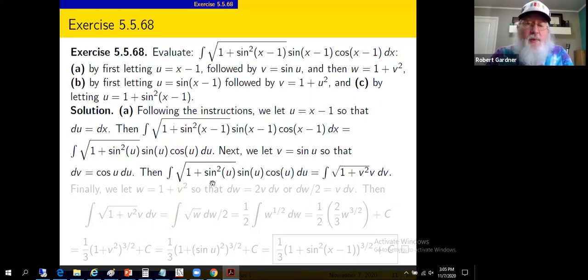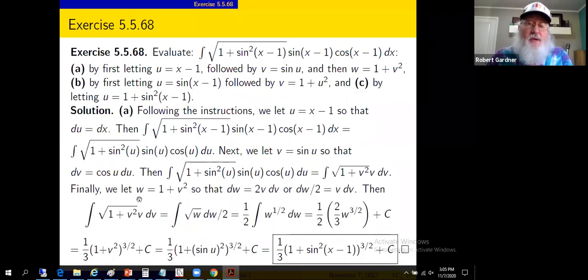Substituting in, we get 1 plus v squared times v times dv with a square root over the first couple. We get this here with a square root over the first two. This one actually looks very similar to the very first thing to which we applied u substitution. And they give us a hint to let w be 1 plus v squared. This is going to work.